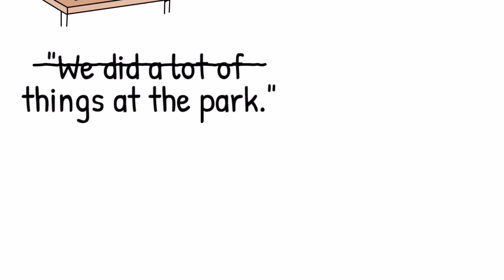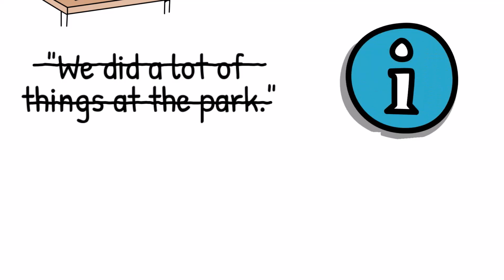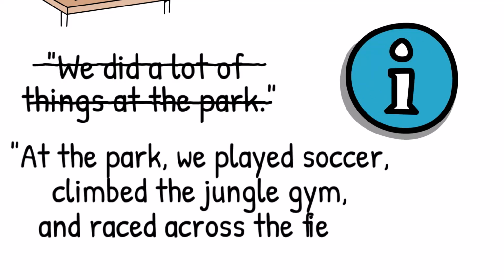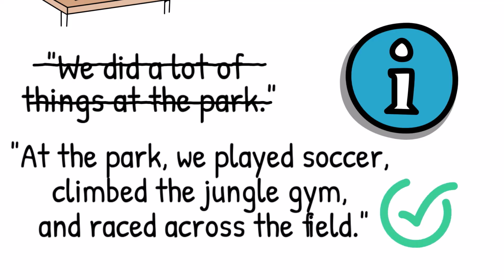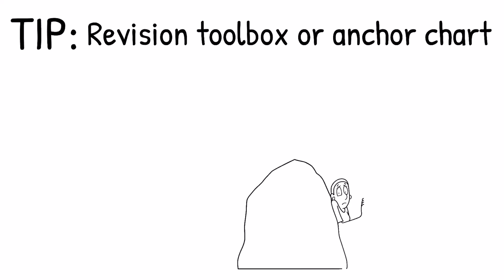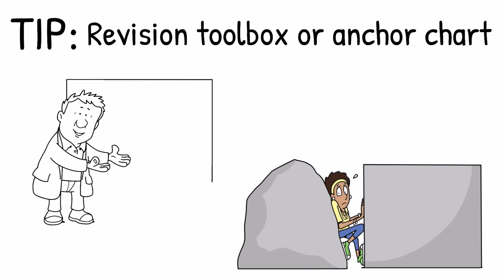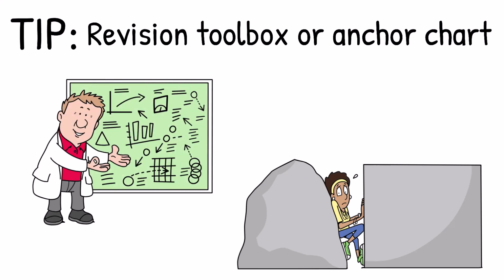After diagnosing that the sentence is too vague, the student operates by adding detail. "At the park, we played soccer, climbed the jungle gym, and raced across the field." This sentence is clearer and more engaging. Teacher tip: create a revision toolbox or anchor chart that shows students different ways to improve a sentence. When students get stuck, they can refer to the chart and choose a strategy to try.